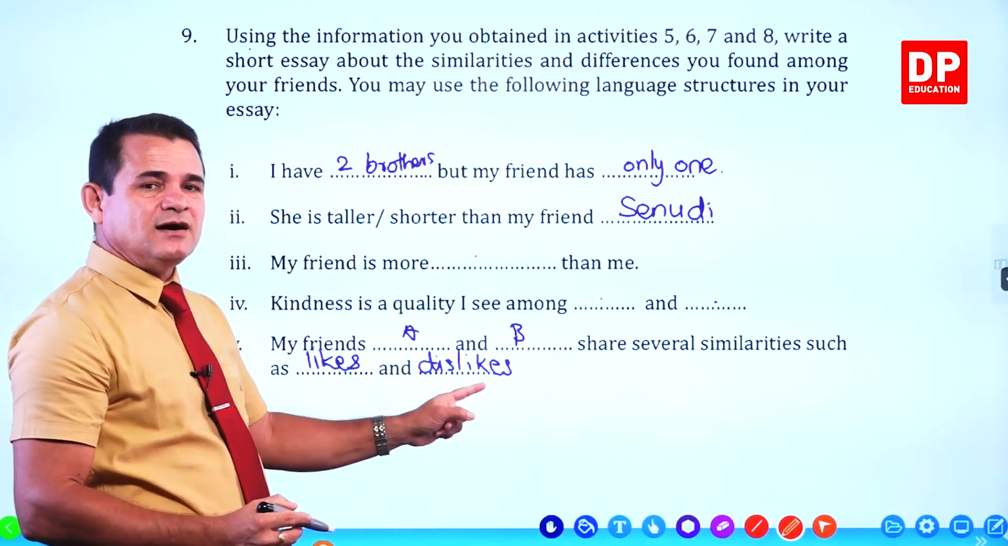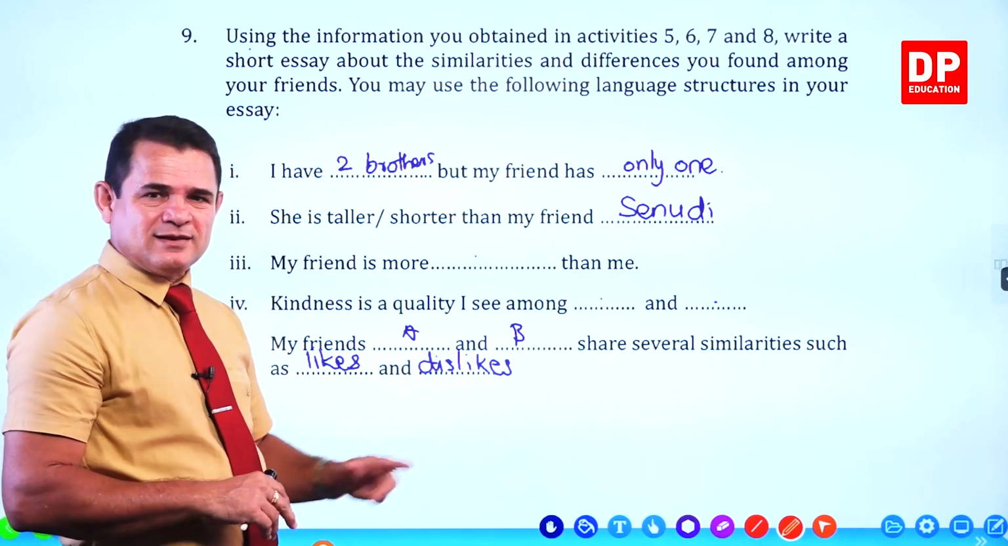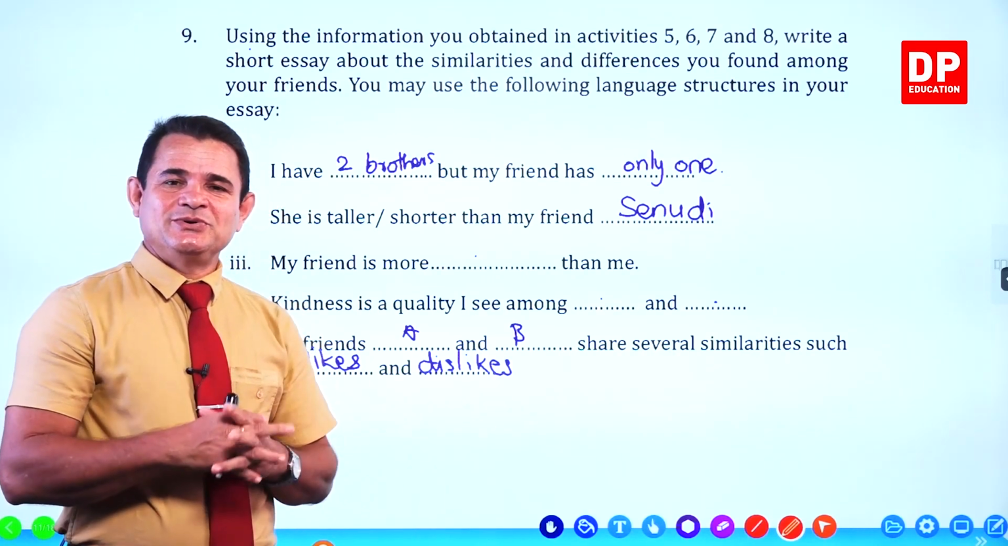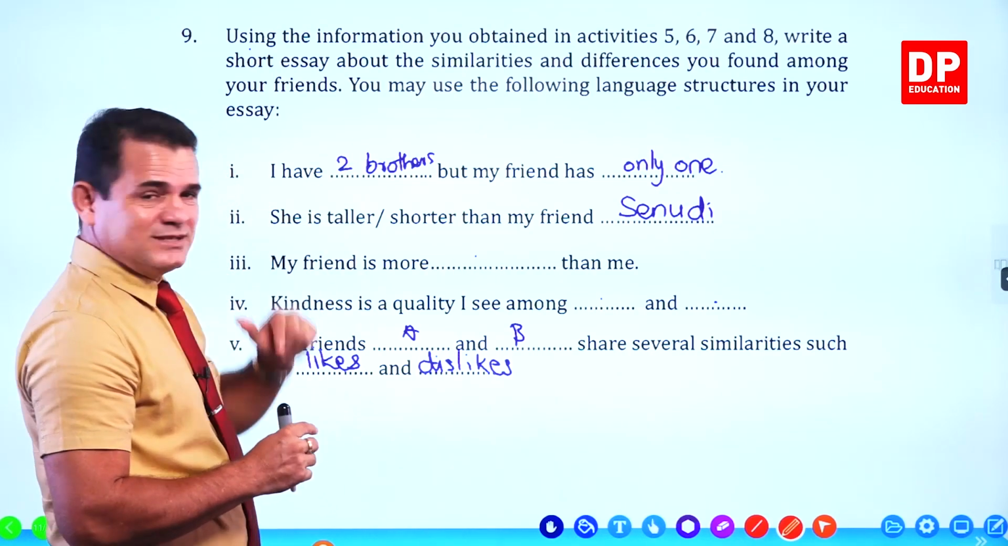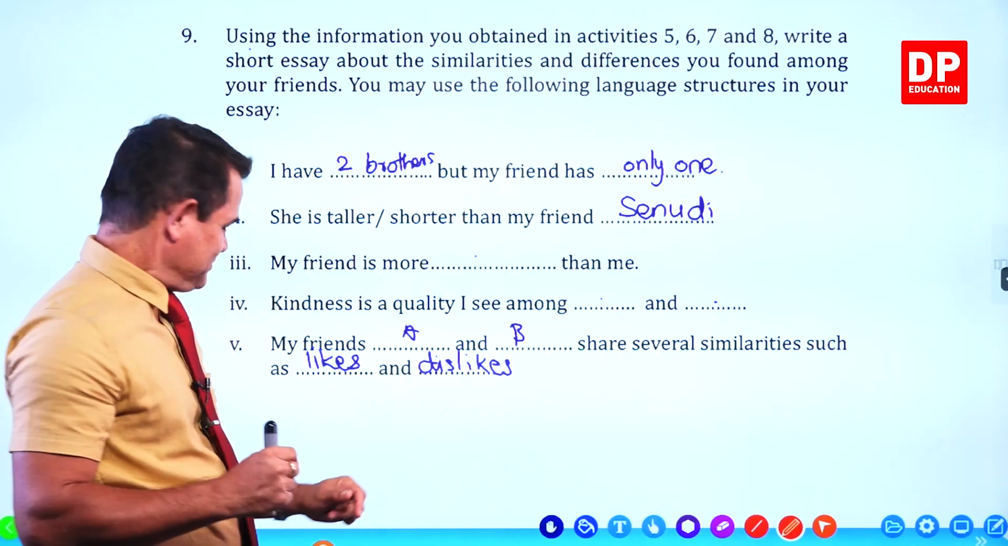ඒගොල්ල කැමති සහ අකමැති දේවල් අතර ගොඩාක් සමානකම් තියෙනවා. So you can put anything like that. Complete these sentences, right? And write about your friend and you. Do this activity. Then you will practice good language there.